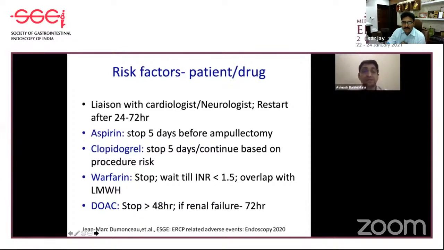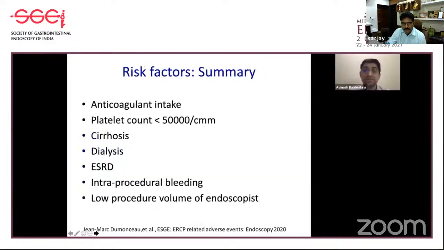Nowadays, more and more patients are on direct acting oral anticoagulants. So we may have to stop them for more than 48 hours. And if a person has renal failure, which will decrease the drug clearance, we may have to stop them for 72 hours.